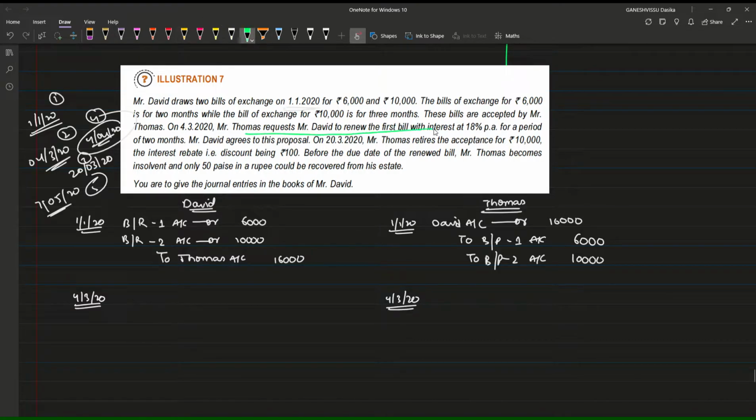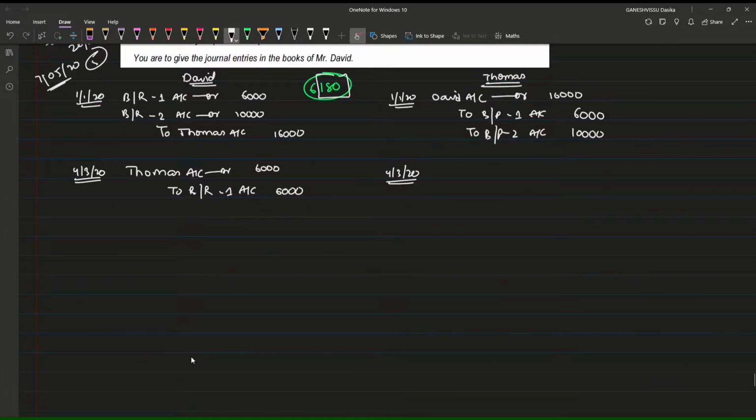Thomas requests Mr. David to renew the first bill with interest at 18% per annum. So that is a total of 6,180, which we have calculated earlier. So for this 180 rupees also we need to pass some entry, for cancelling the first bill, the dishonor entry on 4th March 2020. We need to write the entry as Thomas account debit to bills receivable 1 account for 6,000 rupees. We need to cancel the first bill, right?